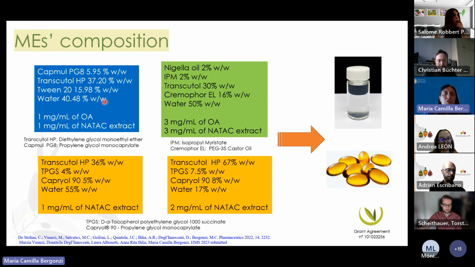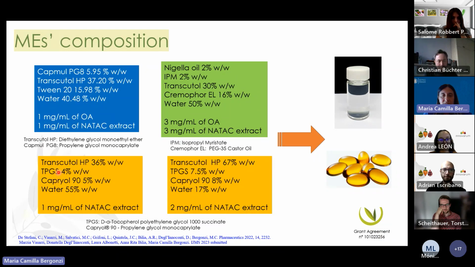We prepared 4 types of macroemulsions. The first macroemulsion, in blue, contains Campomol PG8 as the oil phase, and Transcutol and Tween as tensides. Another macroemulsion, able to solubilize up to 3 milligrams of oleanolic acid or extract, contains Nigella oil and isopropyl myristate as oil phases, and Transcutol and Cremophor as tensides. The last one contains Transcutol HP as lipophilic phase, and TPGS and Capryol as tensides.